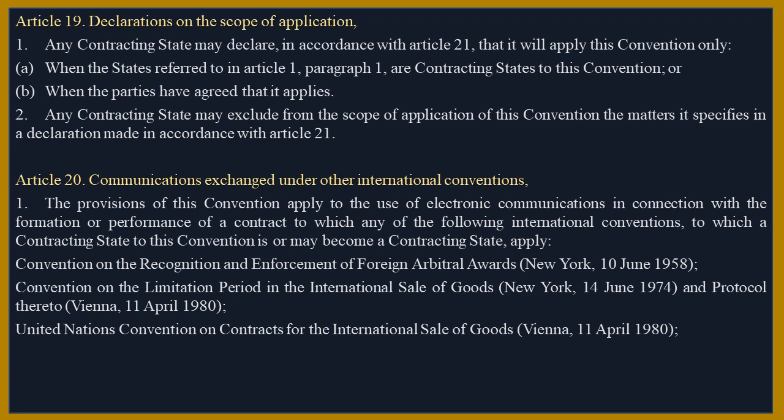Article 20. Communications exchanged under other international conventions. 1. The provisions of this convention apply to the use of electronic communications in connection with the formation or performance of a contract to which any of the following international conventions, to which a contracting state to this convention is or may become a contracting state, apply. Convention on the Recognition and Enforcement of Foreign Arbitral Awards, New York, the 10th of June 1958. Convention on the Limitation Period in the International Sale of Goods, New York, the 14th of June 1974, and Protocol thereto, Vienna, the 11th of April 1980. United Nations Convention on Contracts for the International Sale of Goods, Vienna, the 11th of April 1980.